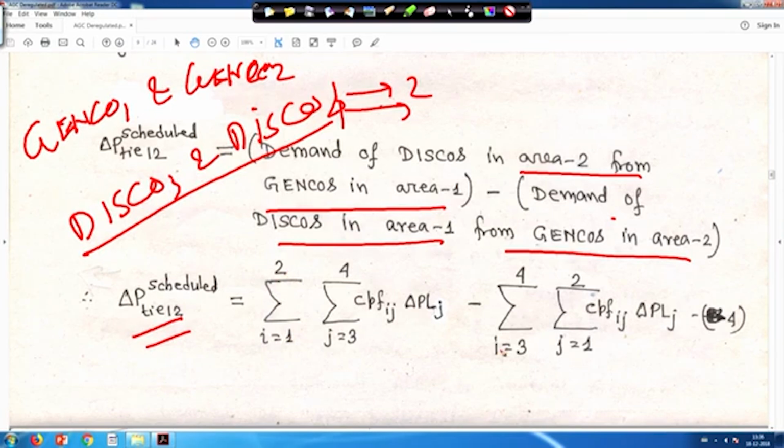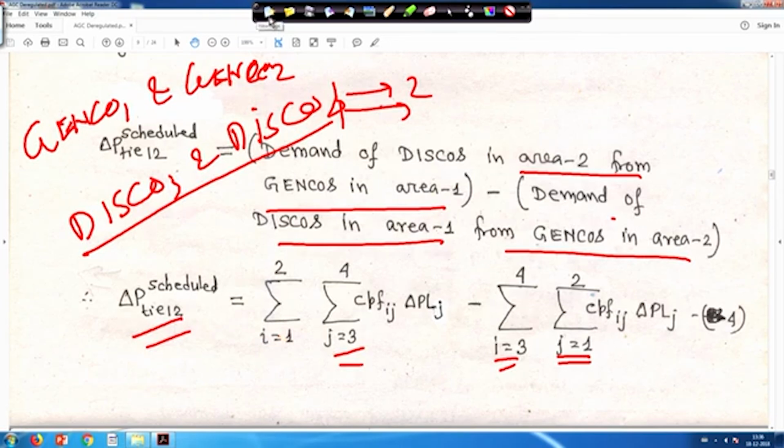Similarly, for the demand of DISCOs in area 1, in area 1 there are 2 DISCOs, right. So, that is j is equal to 1 to 2, right. So, this is for DISCOs, and you have 2 GENCOs in area 2, so that is i is equal to 3 to 4. So, mathematically you can write it this way, right. So, this is the total scheduled power.